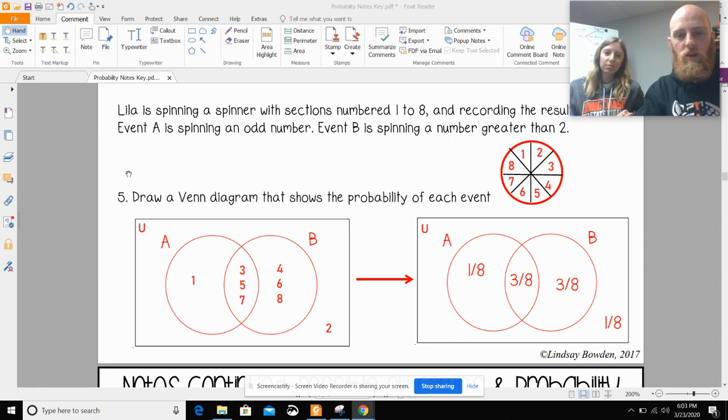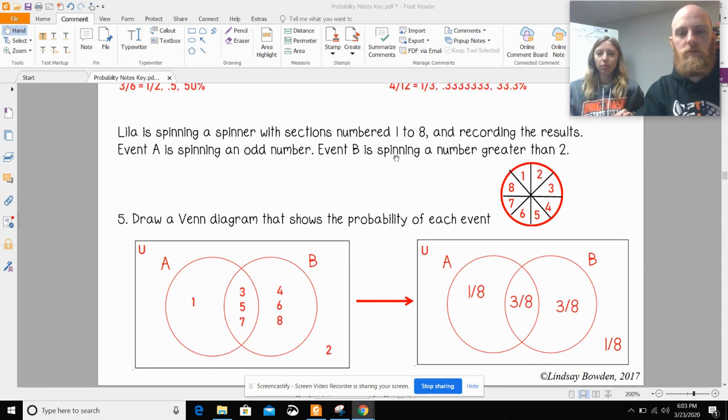So Lila is spinning a spinner with sections numbered 1 through 8. We have a little picture drawn for you there at the bottom. And we're going to record the results. So event A is spinning an odd number, and then event B is spinning a number greater than 2. So if you take a look at that first Venn diagram, we have set A and set B, and then also around it is our universal set.